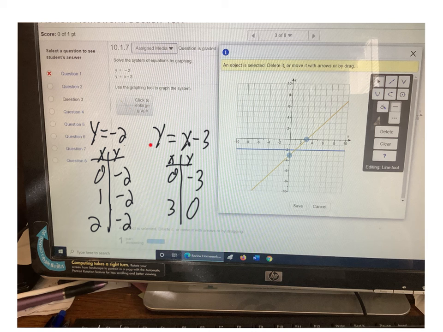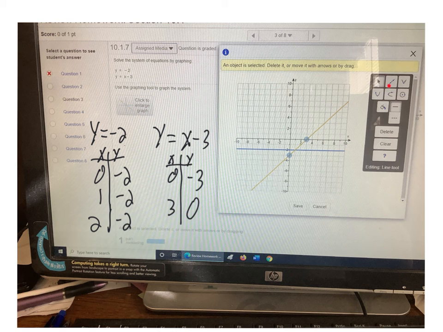Then we got to find at least two solutions of this one. Well, y equals x minus 3. Whatever you pick for x, subtract 3 and you have y. So I picked 0. 0 minus 3 is -3, and then I picked 3. 3 minus 3 is 0.